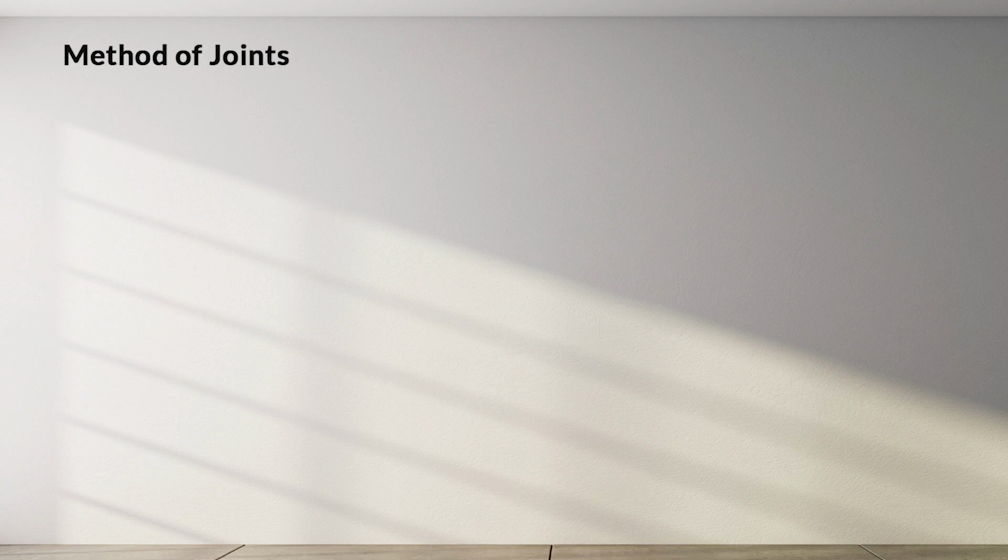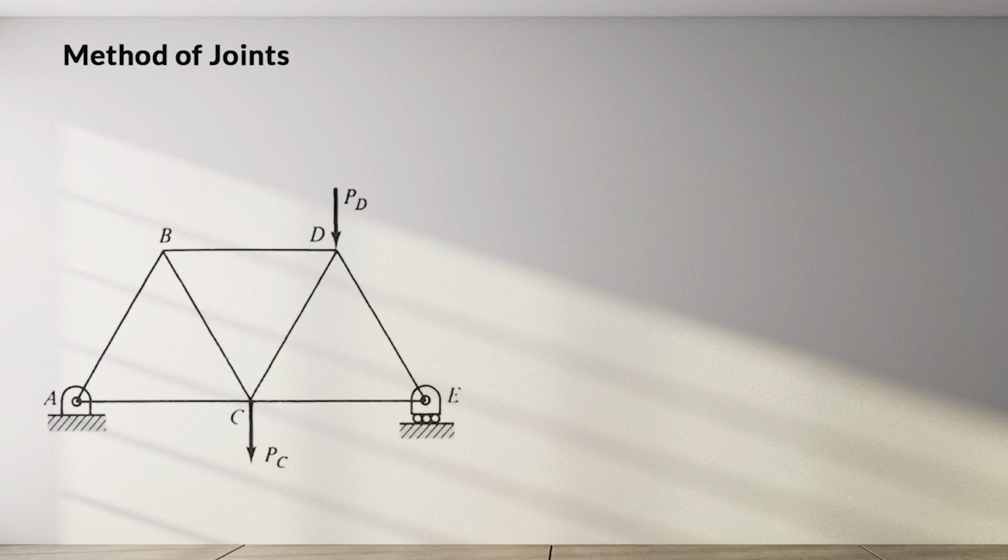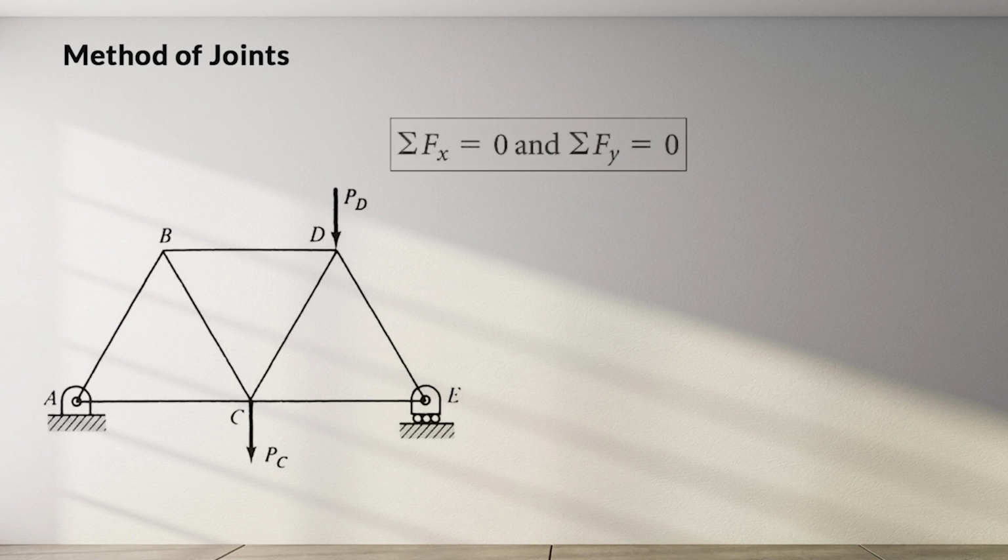The most famous method of analyzing trusses is the method of joints. In the method of joints, a free body diagram of each joint is drawn. Because the forces at each joint are concurrent, equilibrium requires that the summation of forces in the x and y directions should be equal to 0. Thus, only two unknowns can be determined at each joint.